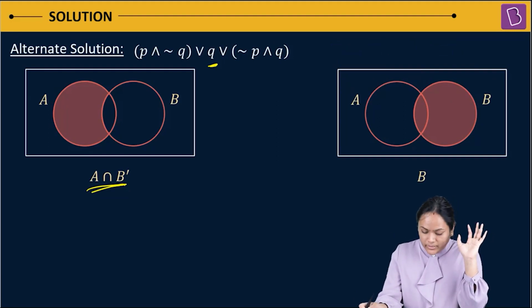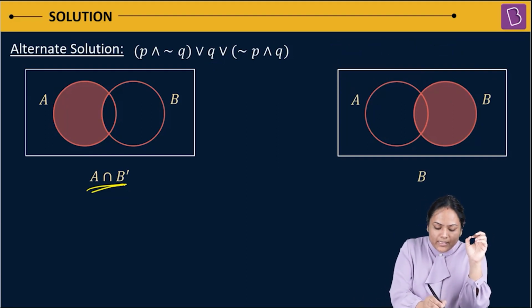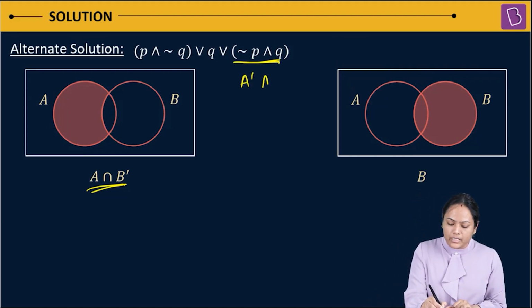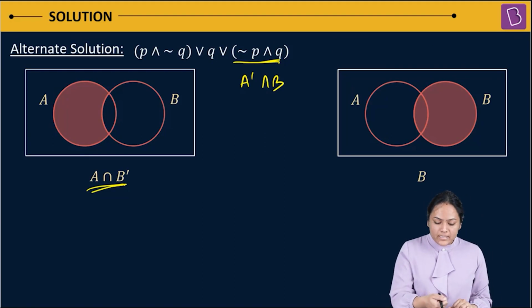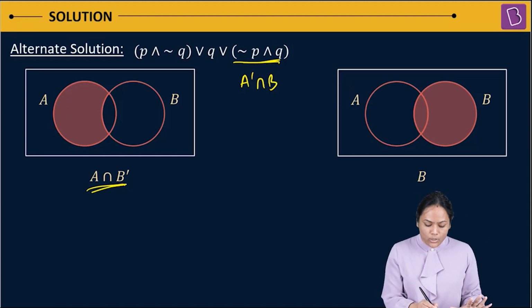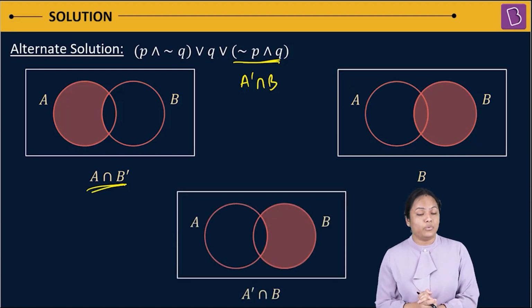Understood? Okay. And the last one is negation P and Q. That means I have A complement intersection B, right? A complement intersection B. And you know how to plot A complement intersection B. It's going to give me this region.